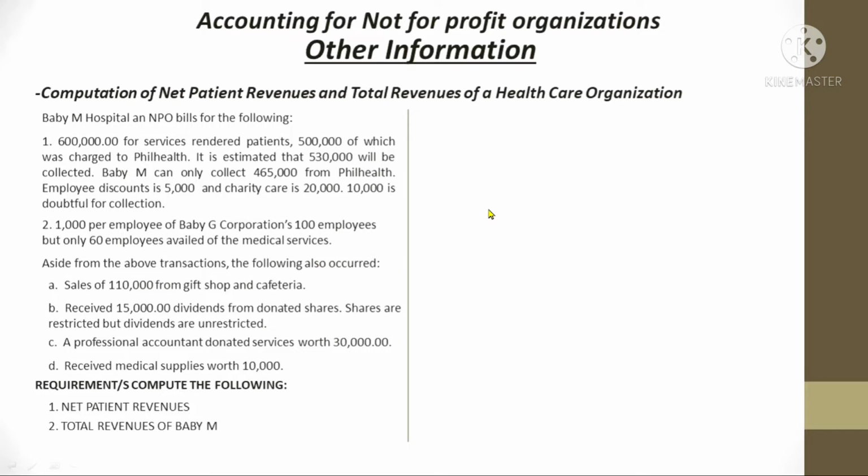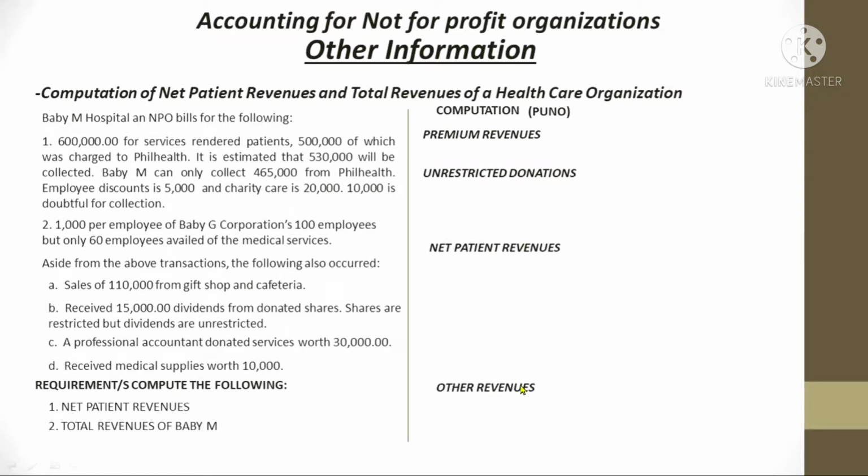So as I have told you, the revenues of healthcare organizations has an acronym, PUNO, right? So P is for premium revenues, U is for unrestricted contributions, N is for net patient revenues, and O is for other revenues. Now, let's just compute each of these since the requirements here are just centered on the revenues of healthcare organizations. Okay? So let's start with premium revenues.